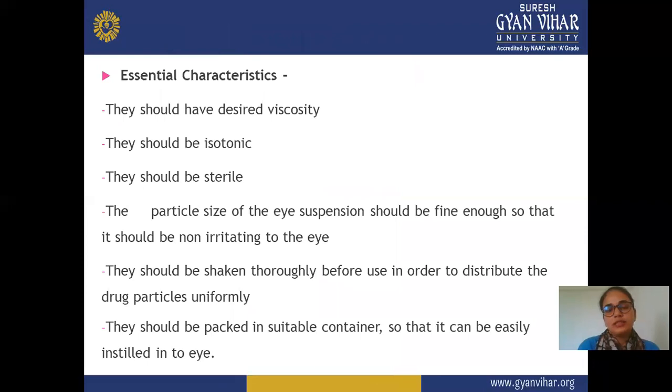These are the essential characteristics of an eye suspension. Before or during preparation, you should keep in mind some characteristics that should be maintained in your suspension. First, it should have a desired viscosity, so that you can easily administer it, and during filtration, it can easily filter out. So you use a viscosity-providing material or excipient that gives sufficient viscosity to the suspension.